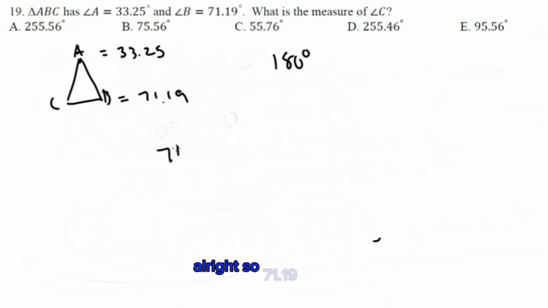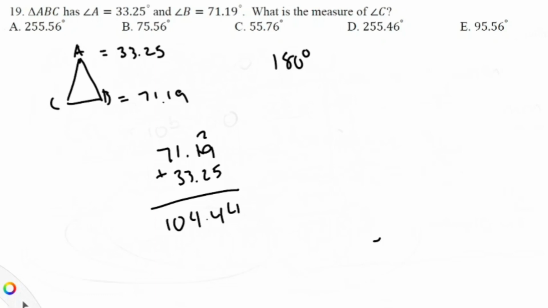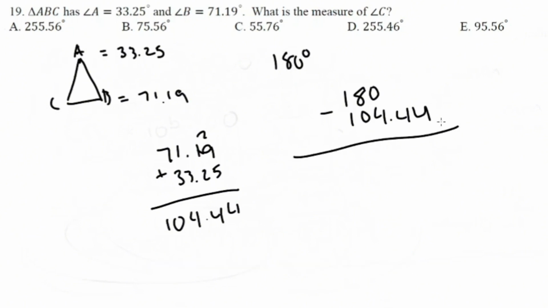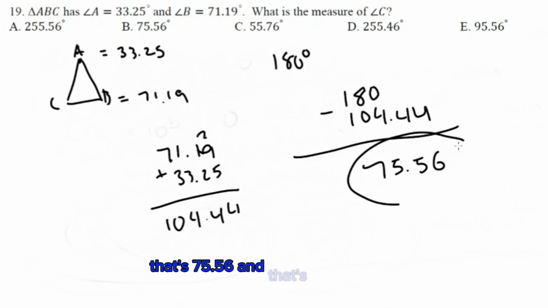So 71.19 plus 33.25. If we do the math, we get 104.44. Now all we have to do is 180 minus 104.44. That's 75.56. And that's your answer.